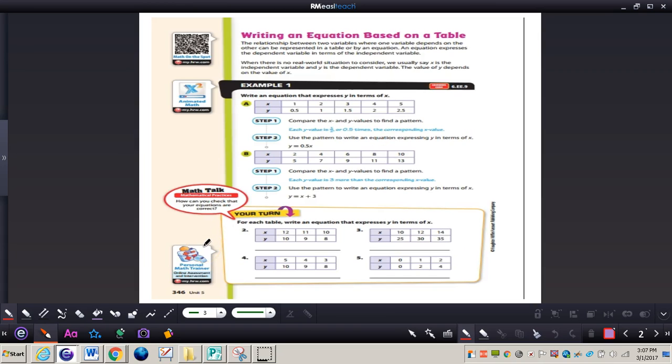So now let's take a look at page 346. It says write an equation based on a table. It says the relationship between two variables where one variable depends on the other can be represented in a table or by an equation. An equation expresses the dependent variable in terms of the independent variable. When there is no real-world situation to consider, we usually say x is the independent variable and y is the dependent variable.